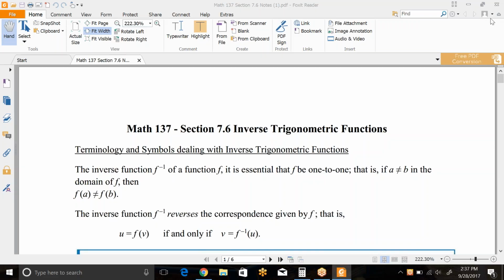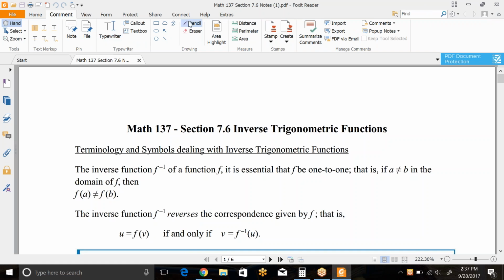All right, these are the notes on 7.6, inverse trig functions. We've already discussed these a little bit from the first unit. If you remember, that's when we introduced the sine to the -1 power, cosine to the -1, and tangent to the -1 buttons on your calculator. But we need to make sure we understand the relationship between sine and its inverse, cosine and its inverse, and tangent and its inverse.